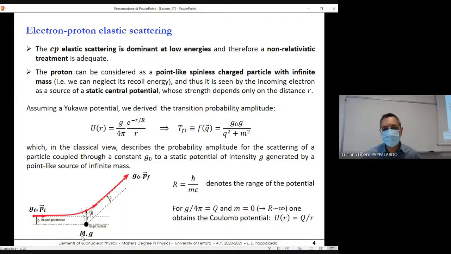If you remember, in the Yukawa potential, this capital R is essentially the inverse of the mass of our extended boson, in the Yukawa picture. And so when we now substitute G divided by 4 pi as the charge Q, and we set the mass of the exchanged boson, so the photon, to be 0, so the range of the interaction becomes infinity, then we recover the standard Coulomb potential.